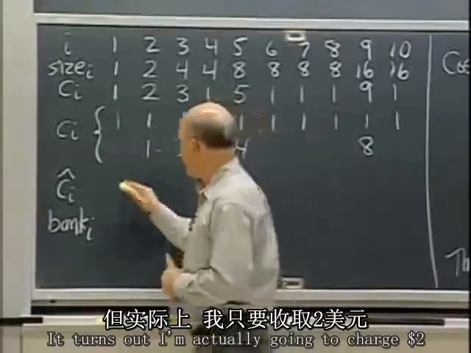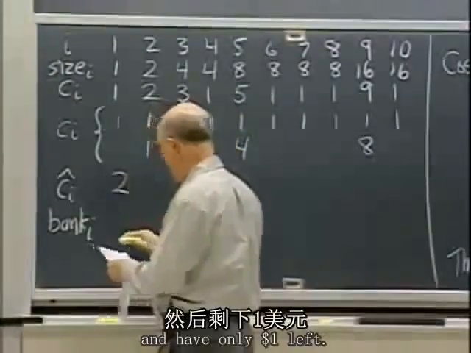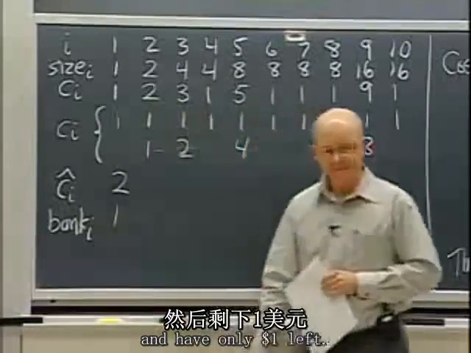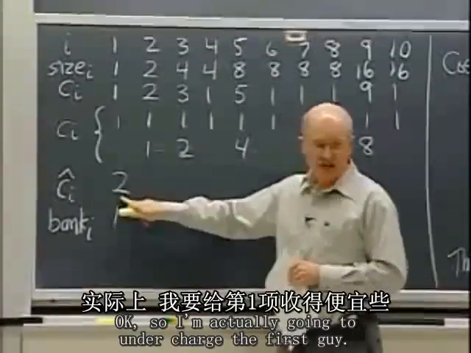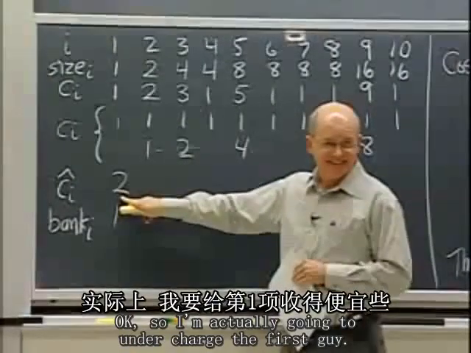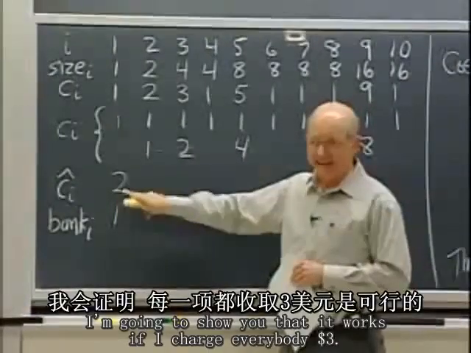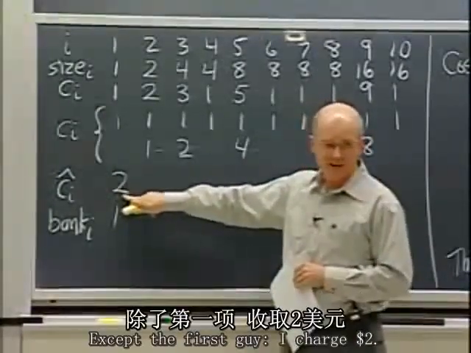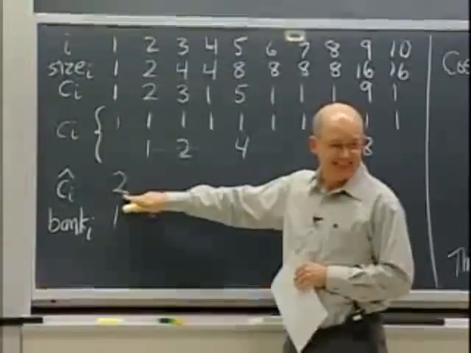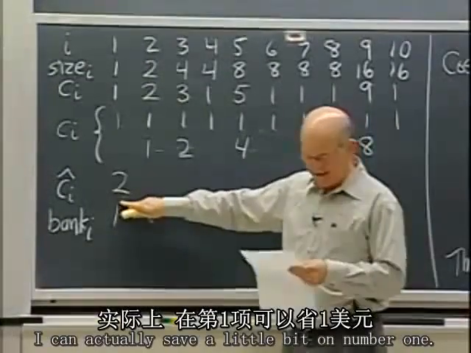Turns out I'm actually going to charge this $2 and have only $1 left. Okay? So I'm actually going to undercharge the first guy. Okay, because I'm going to show you that it works if I charge everybody $3 except the first guy I charge $2. Can actually save a little bit on number 1. Okay.